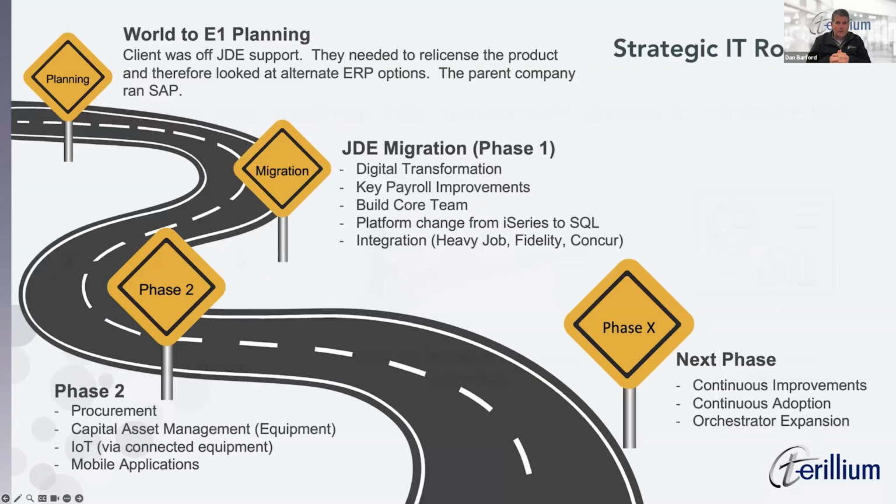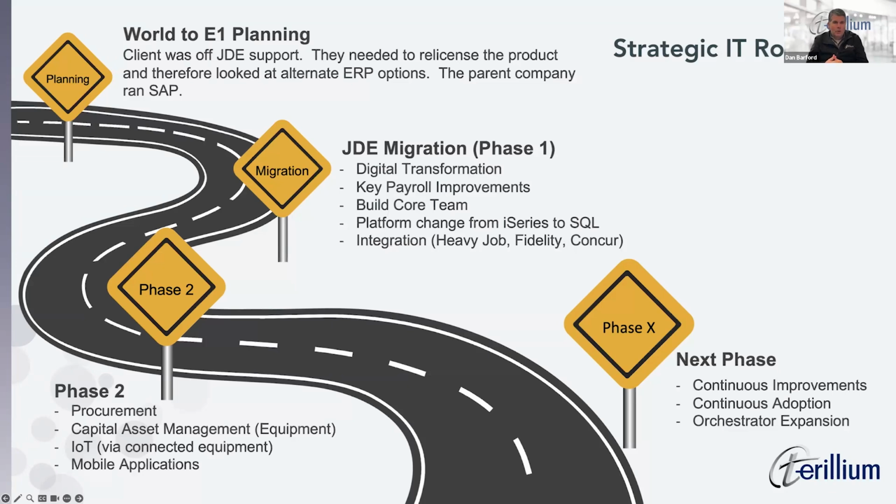The next slide I wanted to talk through shows an actual roadmap. This is an example from one of our clients, and they were on JD Edwards World. So the initial step on this roadmap was planning to come off of World. At the beginning, they weren't certain if they were going to go to E1 because their parent company was running SAP. So ultimately, they made the decision to stick with E1.